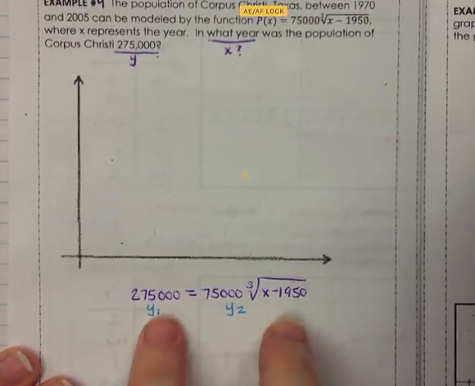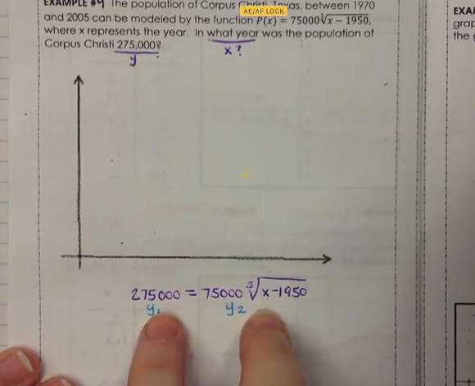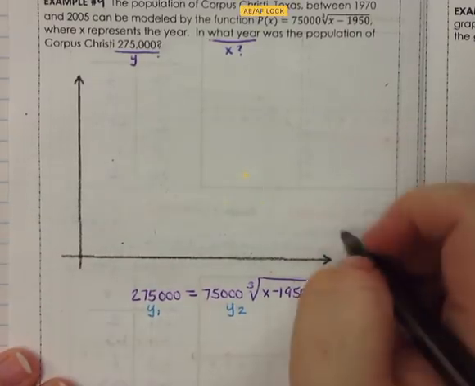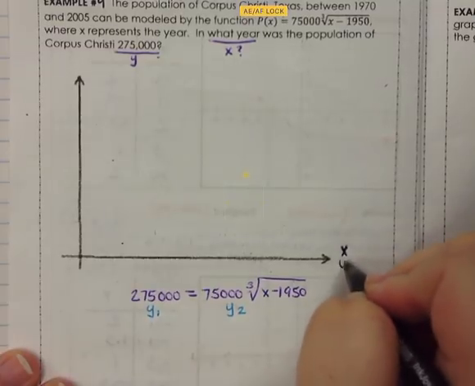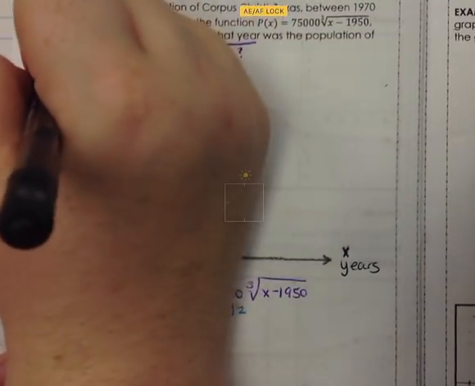The problem is that we have such large numbers that we need to figure out the scale that we're going to use. We know that x is supposed to be years, so x is years. We know that y is supposed to be our population, so y is population.